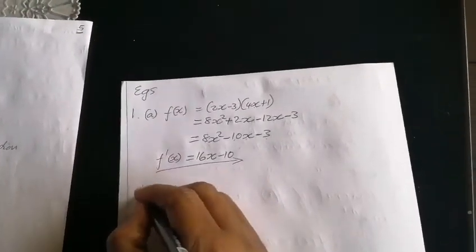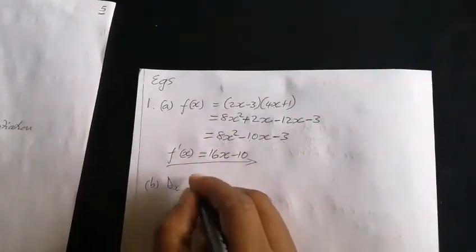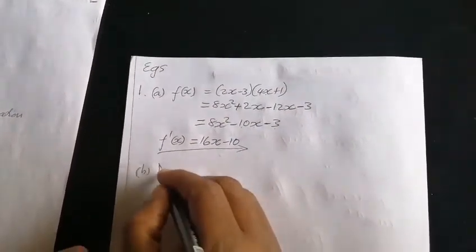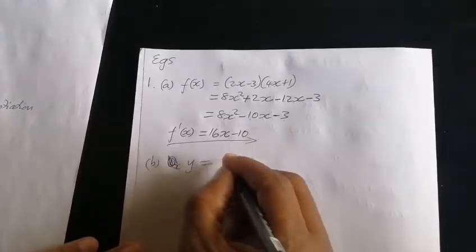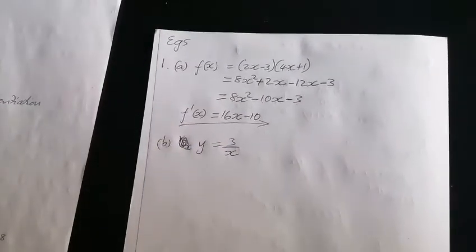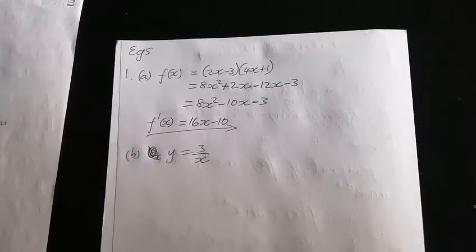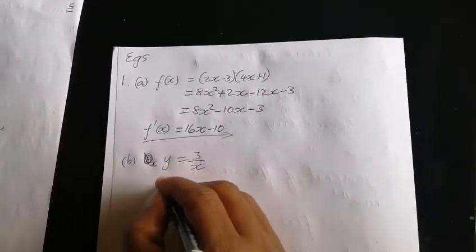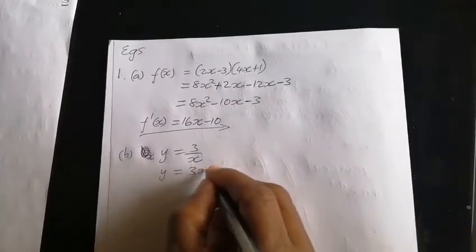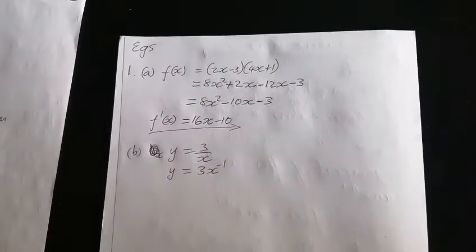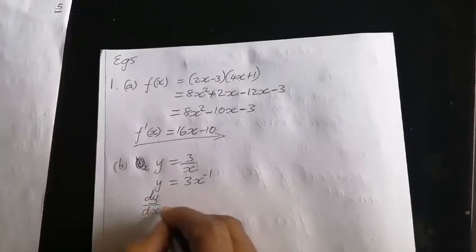Next, it's part B. No, that's number C. It's y is equal to 3 over x. We are again required to find the derivative. So first of all, before we do any derivation, we remove the x from the denominator. So it's 3 times x to the power minus 1. Then now we can find our dy dx.